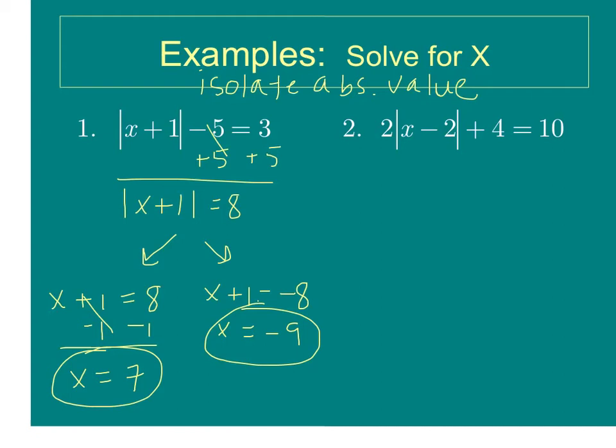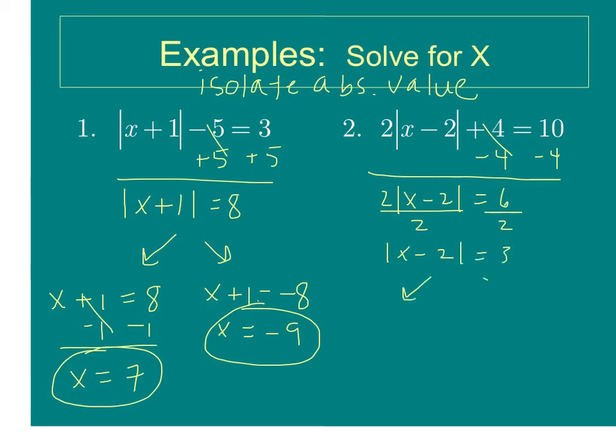So number 2, again, I want to get the absolute value by itself. So I need to subtract 4 from both sides first. That gives us 2, and then x minus 2 equals 6. Then I need to divide by 2. Again, we need to get the absolute value by itself before we do anything else.